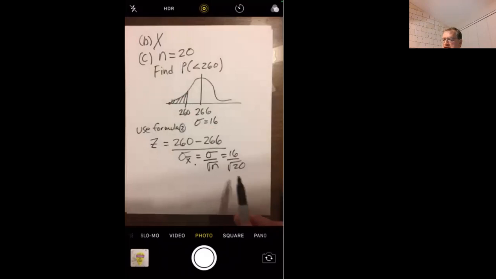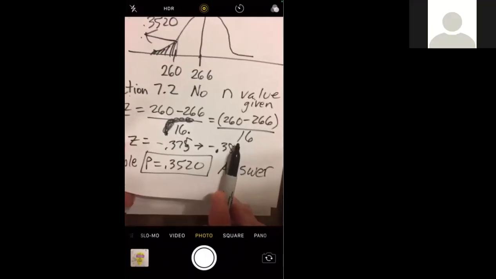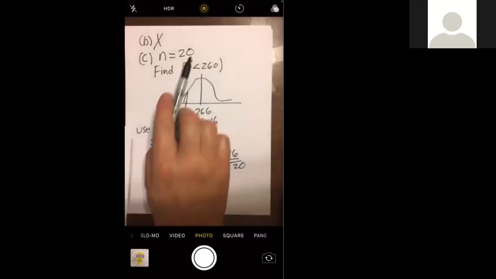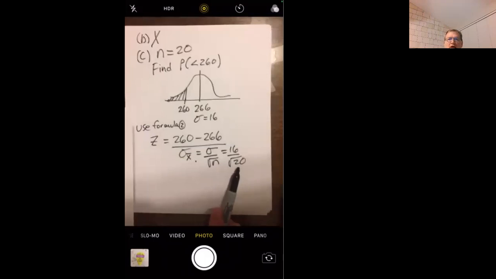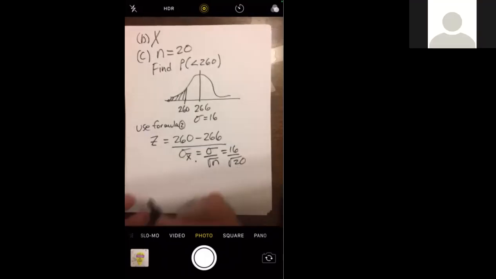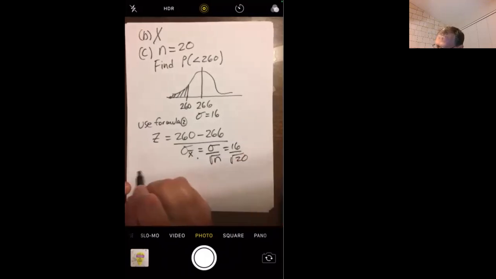See, in part A, it's a straight 16. No sampling number was given. But in part B, with a sample of 20, that 16 is divided by the square root of that sample size. I like to do it all at once. You could do this and get a separate number and then divide it. That works. I'm going to do it all at once. So I'm going to punch it this way.